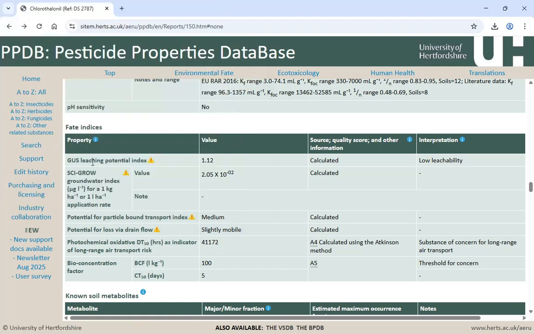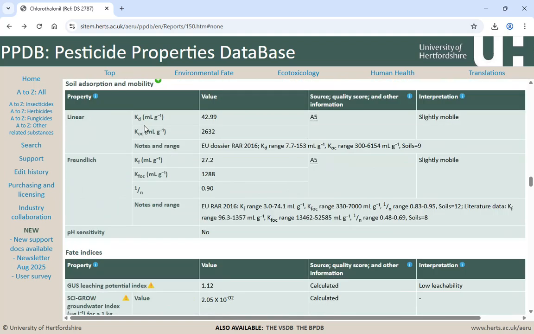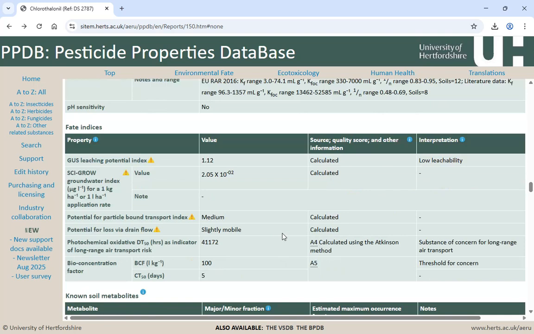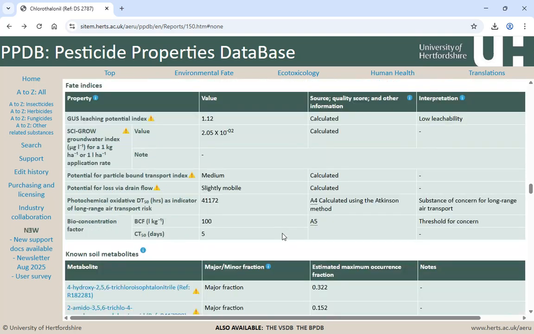So we've got things which are related to groundwater in terms of GUS and SIGRO, potential for particulate bound transport, loss via drain flow and so forth, down the list there, again with numbers and interpretation. In some instances it's also explaining that these have been calculated, because they're very often calculated from things like the DT50 and also the absorption values, so your KOCs and your KFOCs. So it's helping you understand that's where it's been derived from.